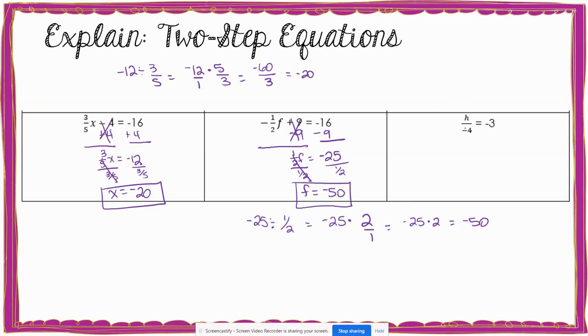The last one just says h over negative 4 equals negative 3. To get rid of negative 4, I would multiply by negative 4 on both sides. These would cancel, which would give me h equals negative 3 times negative 4 is positive 12.